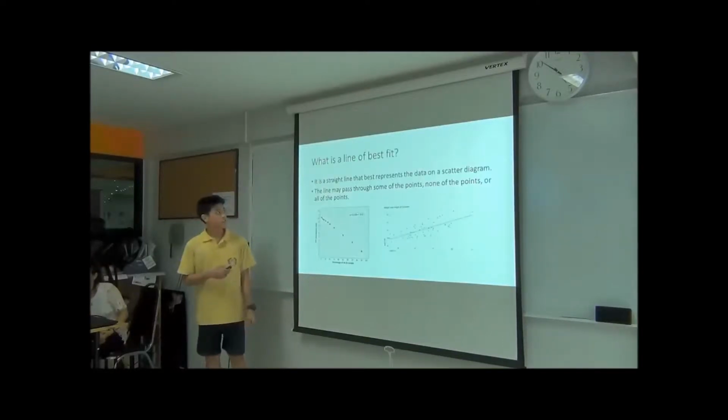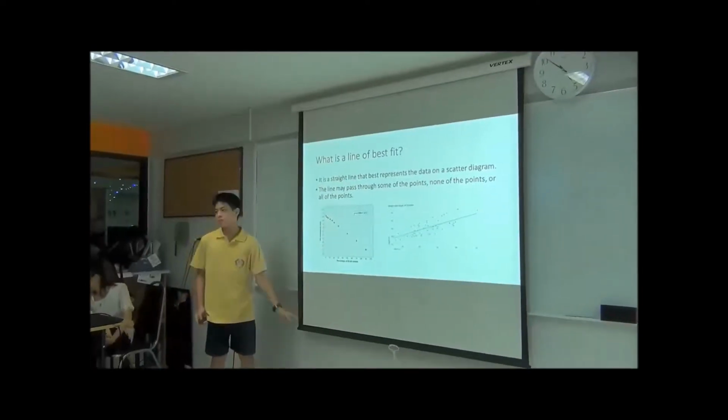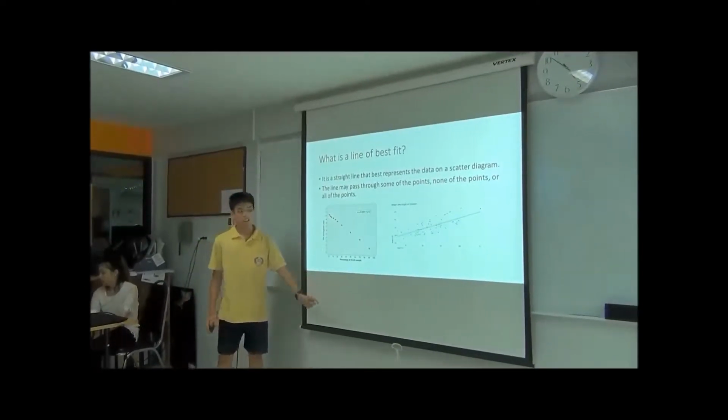Today I'll be talking about statistical analysis, which is about the product moment correlation coefficient. Before we continue with what the product moment correlation coefficient is, what is a line of best fit? A line of best fit is a straight line that best represents the data on a scatter diagram.